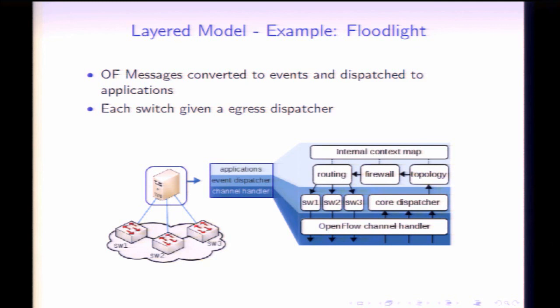So looking at an example of the Floodlight SDN controller, we look at Floodlight because this was the platform that was used to implement this controller for this heterogeneous control plane. It does cleanly separate into 3 of these layers. The black arrows show the flow of events through the 3 layers here.